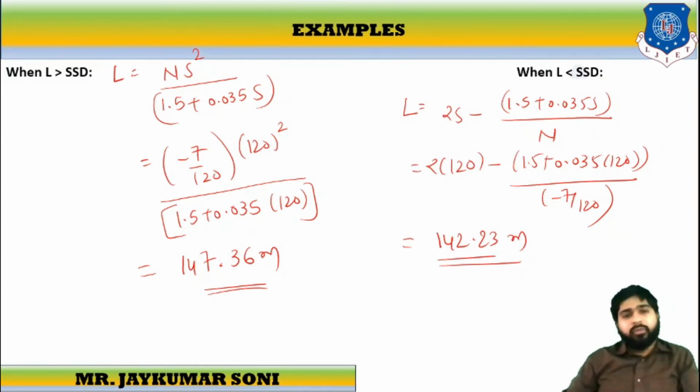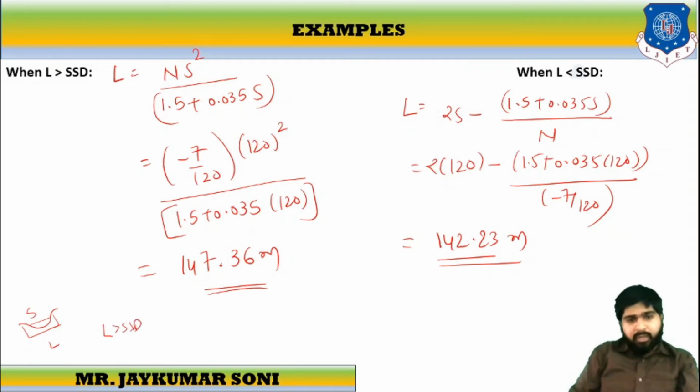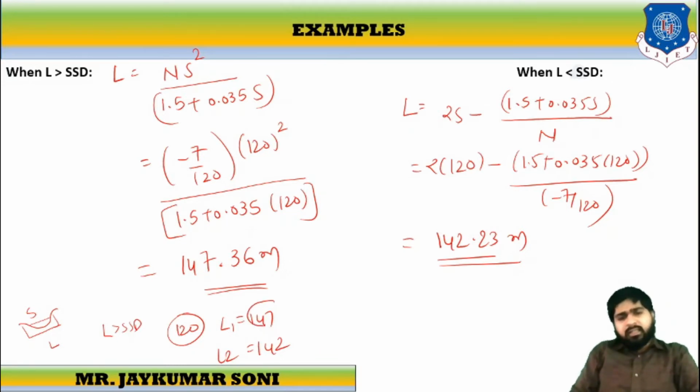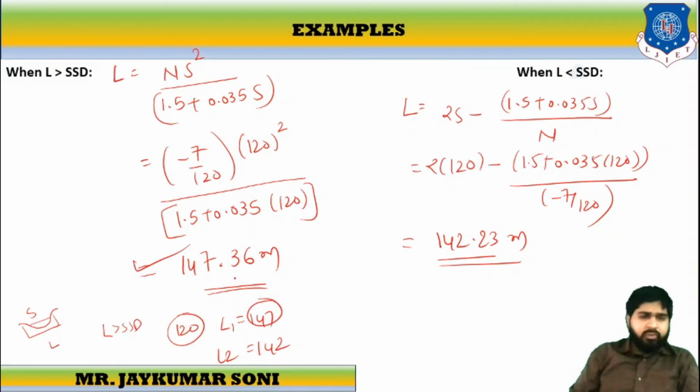So this is the calculation of the valley curve by considering both L more than SSD and L less than SSD. Now we know that if we are having both the values, the value of L should always be more than S. This was the theory: L should be more than SSD preferably. So the value of S is 120. We have the value of L1 as 147 and L2 as 142. So we can consider the maximum value. So this is the final value of the length of the valley curve, 147.